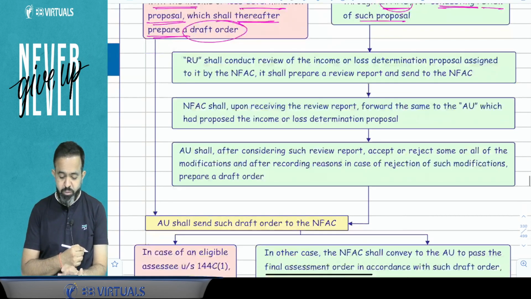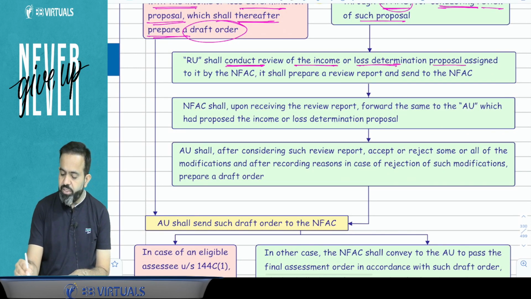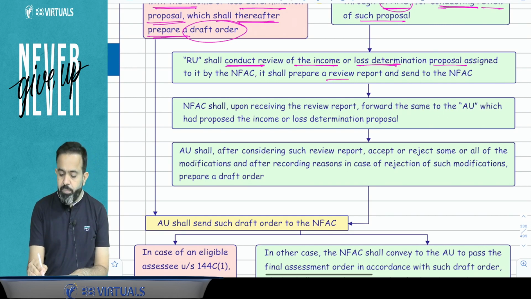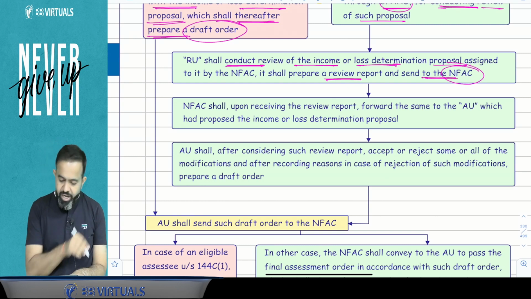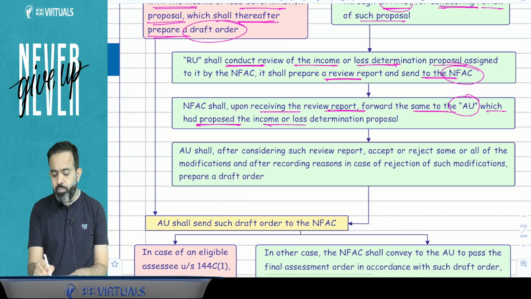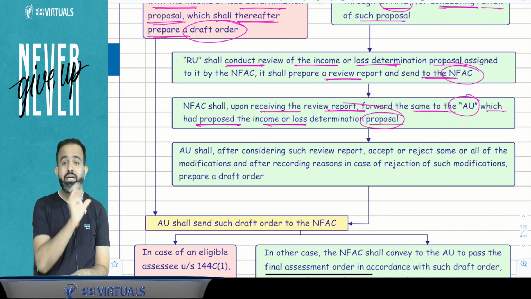Now what will the review unit do? The review unit shall conduct the review of the income or loss determination proposal assigned to it by the NFAC, and it shall prepare a review report and send that review report to the NFAC. Now NFAC shall, upon receiving the review report, forward the same to the assessment unit which had proposed the income or loss determination proposal. So now this review report will be with the assessment unit.